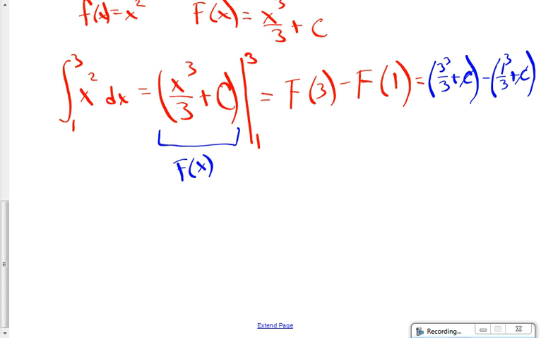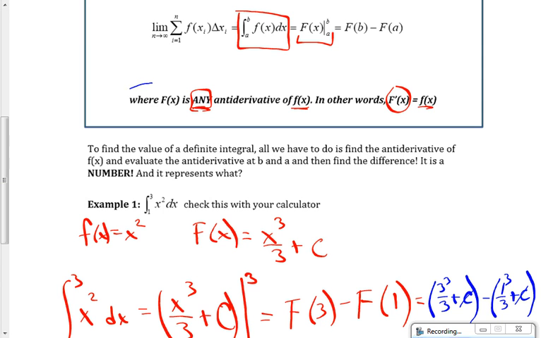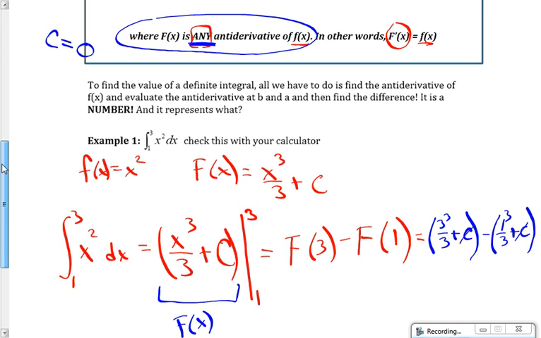Let's say c was 7. The 7s would subtract. They're gone. You don't need to use a particular value of c, and you don't even need to use the letter c. For the rest of the examples, I'm not even going to do it. We are going to assume, because up here it says capital F of x is any antiderivative of f of x, we are always going to use the antiderivative where c equals 0, because it's going to save us ink or graphite or whatever you're writing with. Okay? I'll demonstrate that a little bit later.